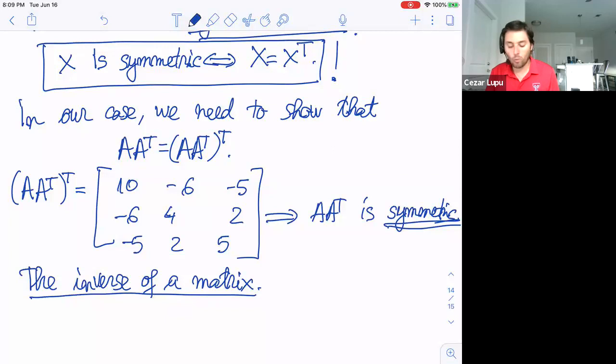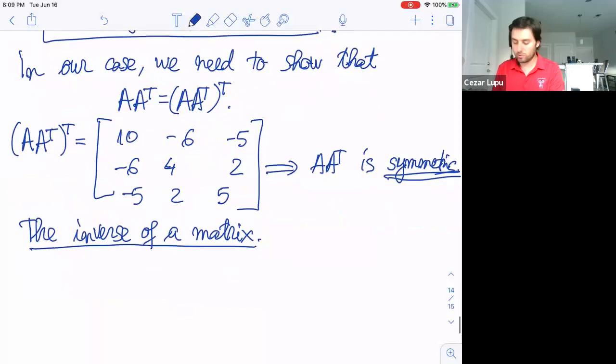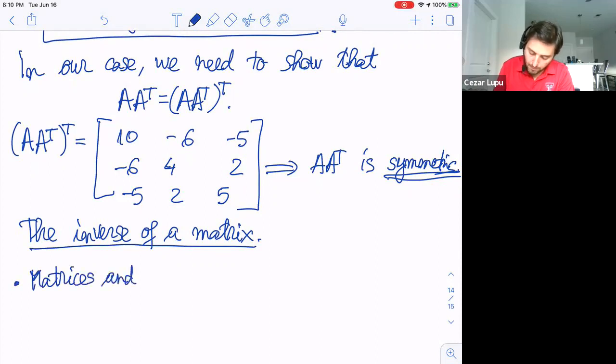Then I also want to use the properties of the inverses of matrices, and also the final goal will be how to use the inverse of a matrix to solve systems of linear equations. So now I have more tools to solve systems of linear equations. But before I go and talk about matrices and their inverses, let me draw your attention. So let's talk about the first thing, matrices and their inverses.